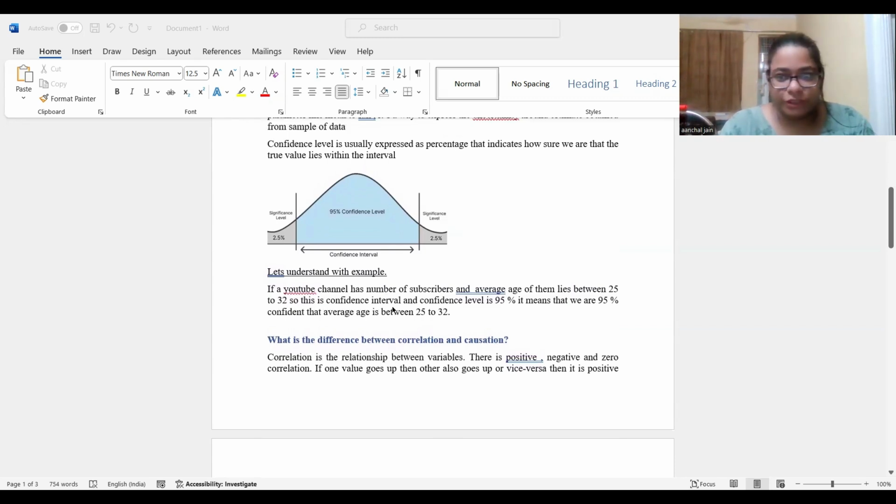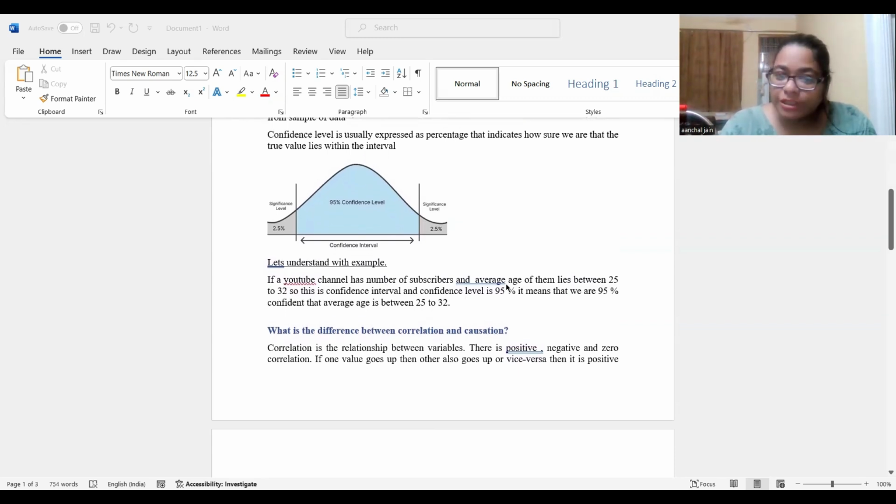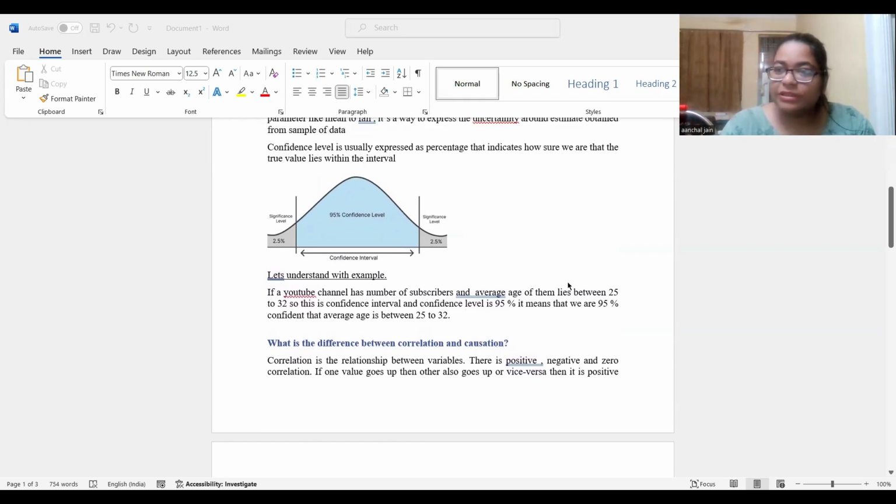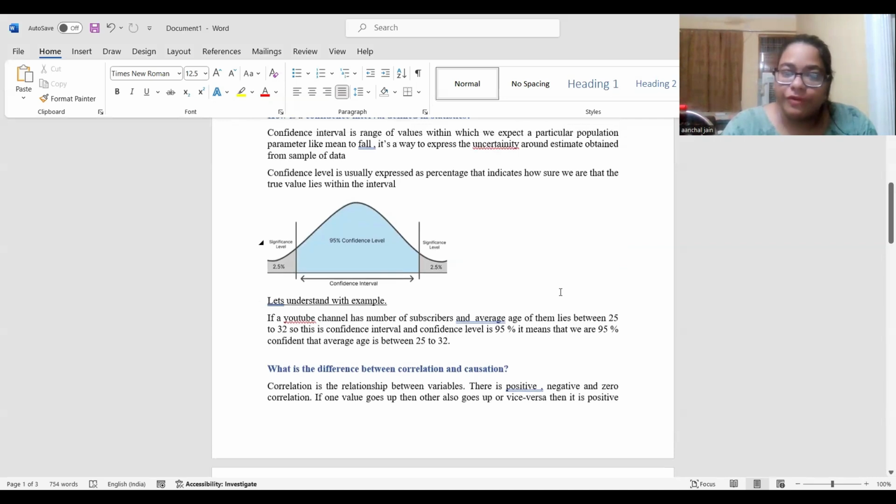Suppose you have a YouTube channel and there are a number of subscribers you have, and the average age of those subscribers is between 25 to 32. So this range, this average age that you find out that it is between 25 to 32, this is the confidence interval. And the confidence level is 95%. Means that you are 95% confident that the average age is between 25 to 32.